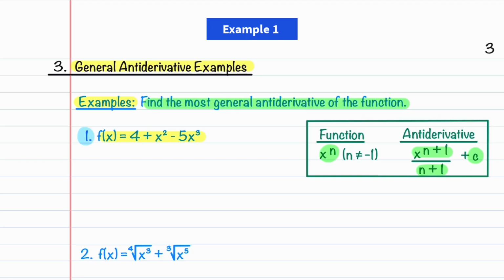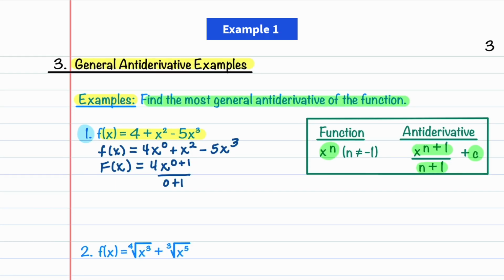In this first example, I want to begin by rewriting our function little f of x as 4x to the 0 plus x squared minus 5x cubed. That x to the 0 is going to help us learn how to find the antiderivative. If you're finding the antiderivative of a little function f of x, then that antiderivative is typically notated as capital F of x. So we're going to say capital F of x is equal to 4 x to the 0, and then we're going to add 1 to our exponent and divide by that exponent.